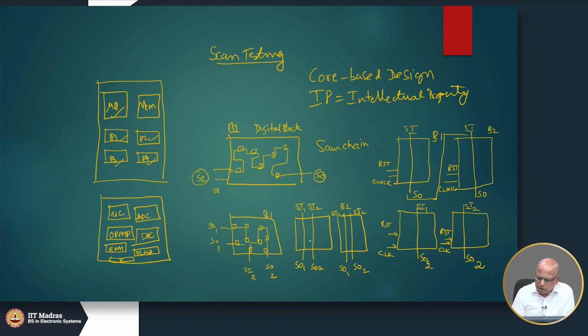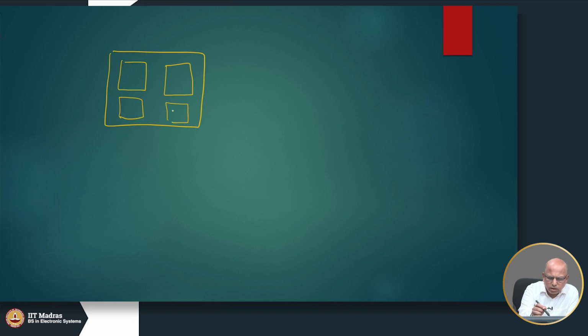So, it is up to the designer who integrates these blocks to decide how the test architecture will be at the top level. At the top level, you may integrate a number of blocks, let us say B1, B2, B3, B4, and each of them may have many scan chains. So, you can wonder why there will be multiple scan chains.